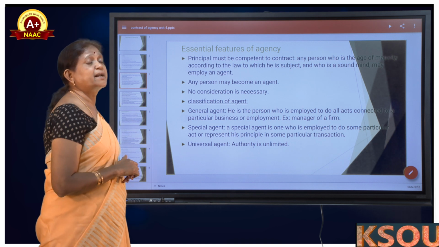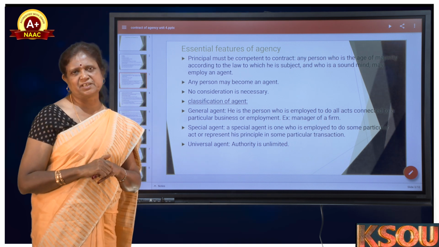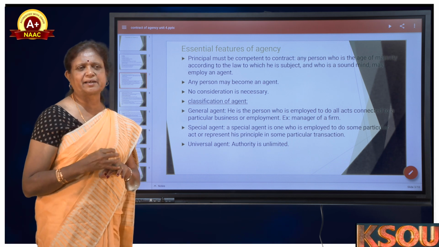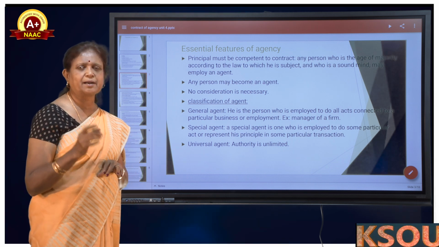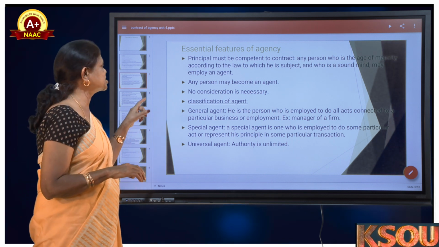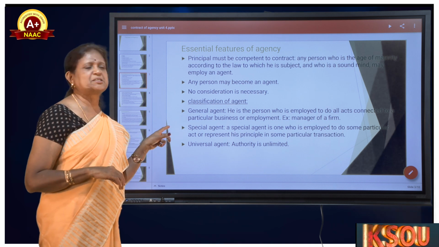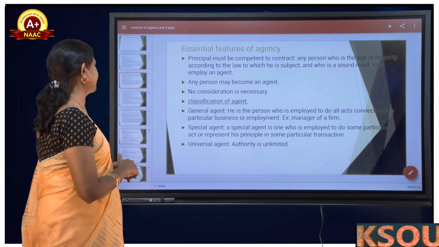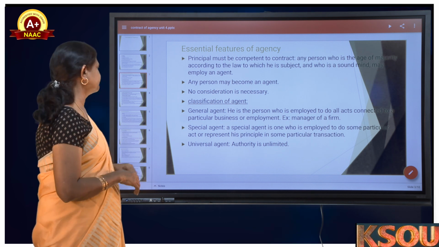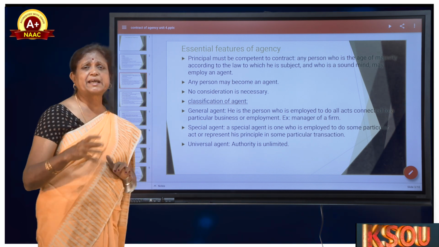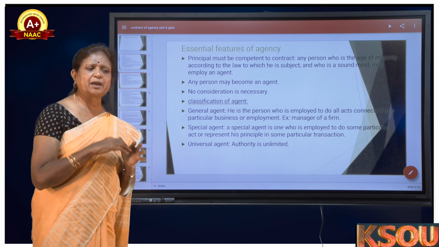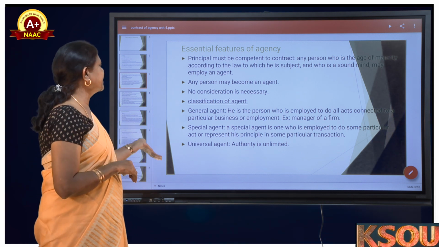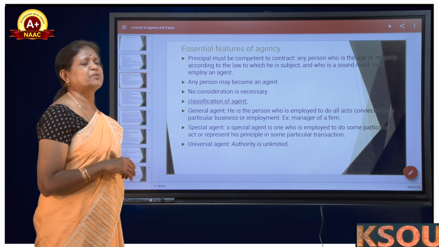No consideration is necessary in the contract of agency. A basic principle of a valid contract is no consideration, no contract, but the contract of agency is an exception to this basic principle: no consideration is necessary in case of agency. There are several types of agents, because every day people enter into various types of transactions.